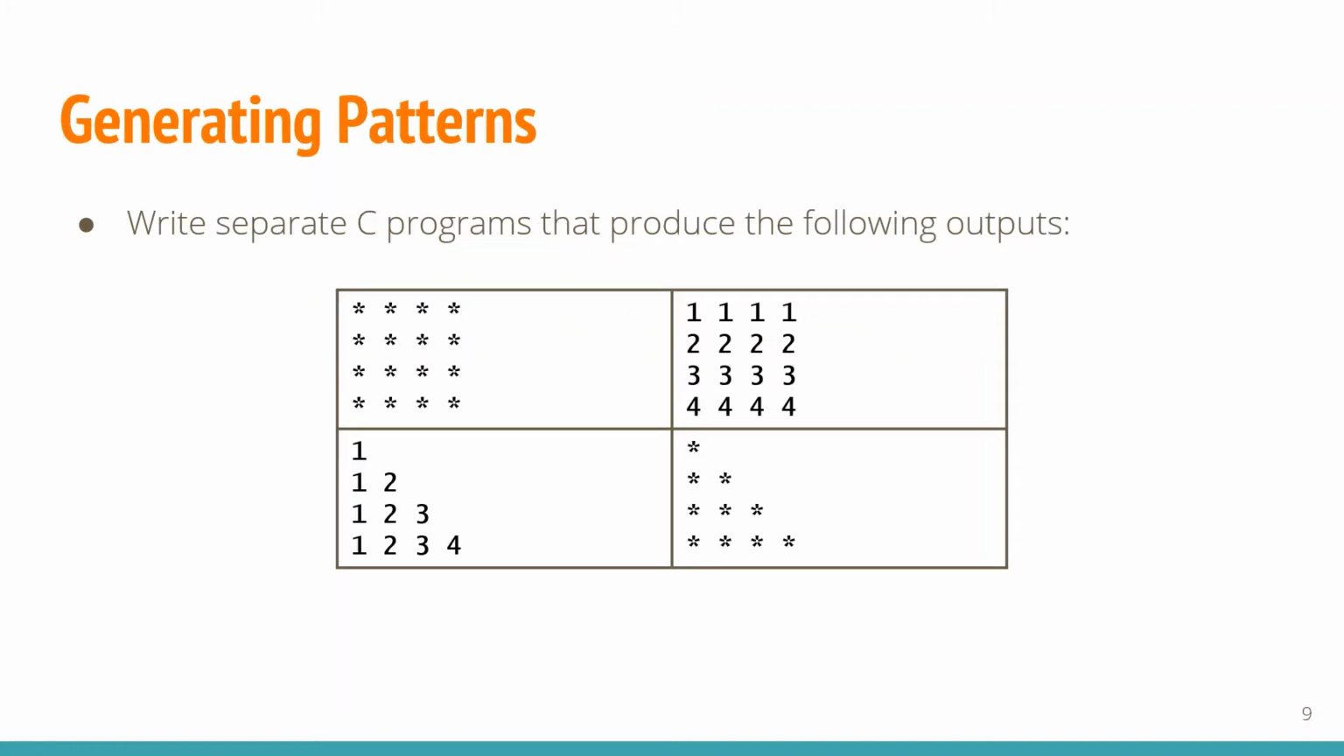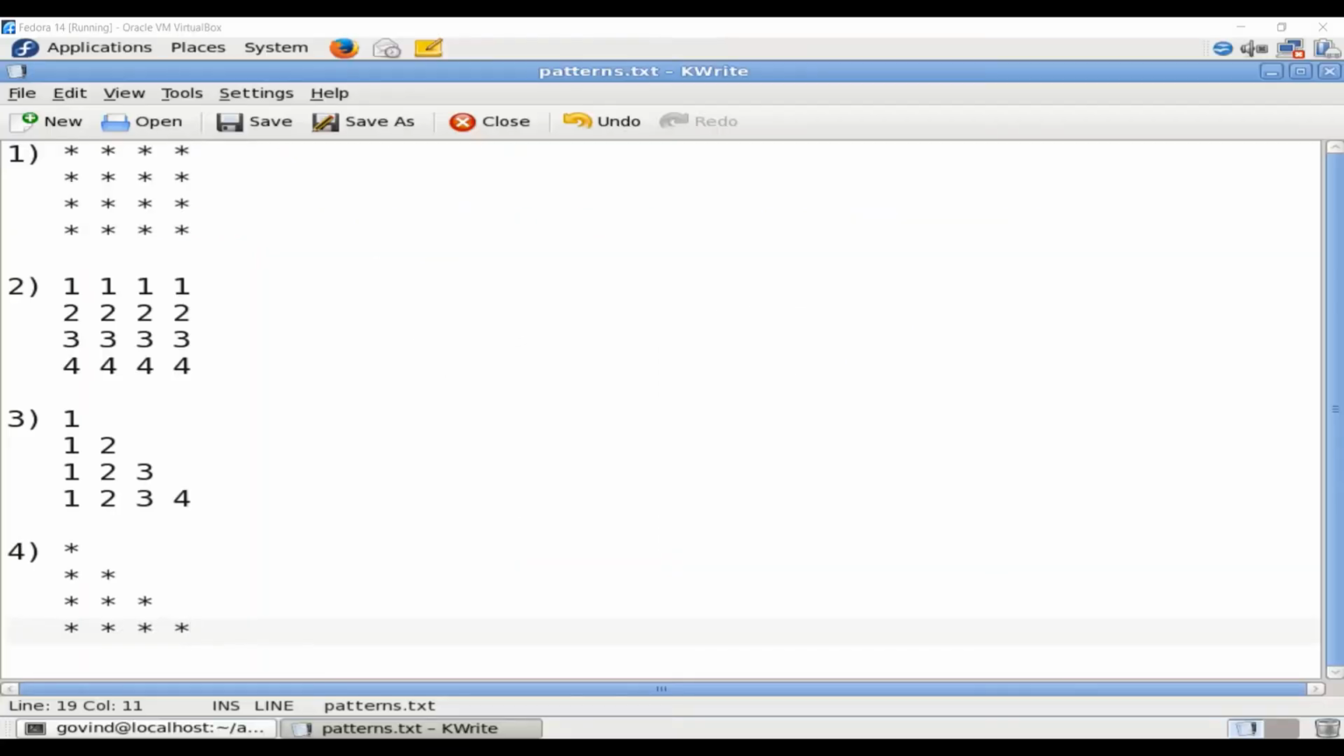We will now try to write separate C programs that produce the following outputs. We will try to write the programs for these 4 patterns. So our goal is to write separate programs which, when executed, should produce this output. I will now switch over to the Linux operating system and will demonstrate the programs. I am now in the Fedora operating system.